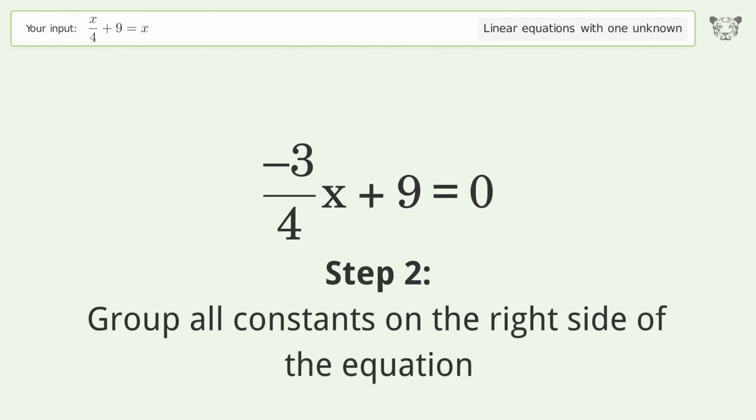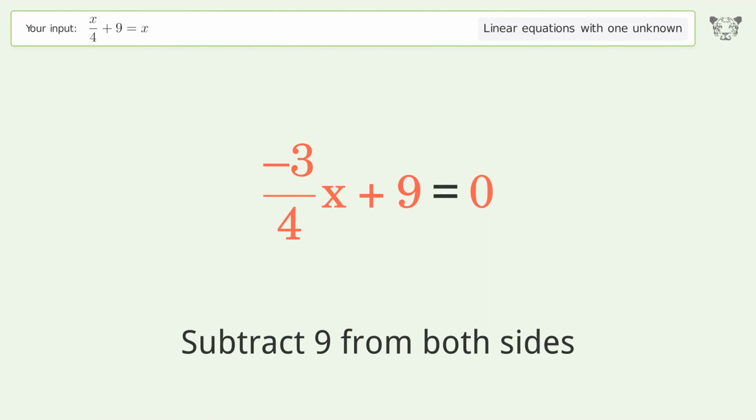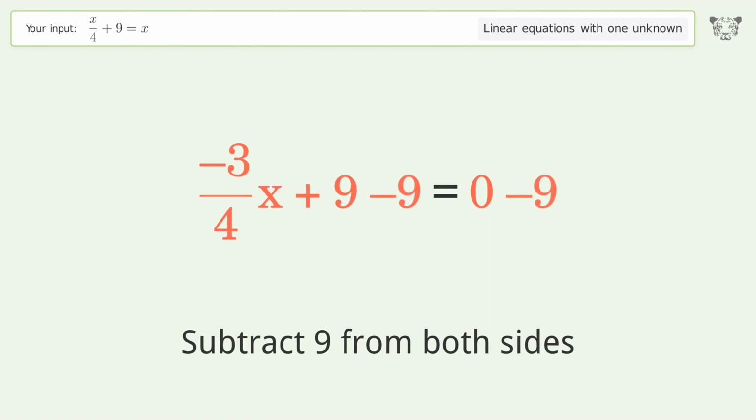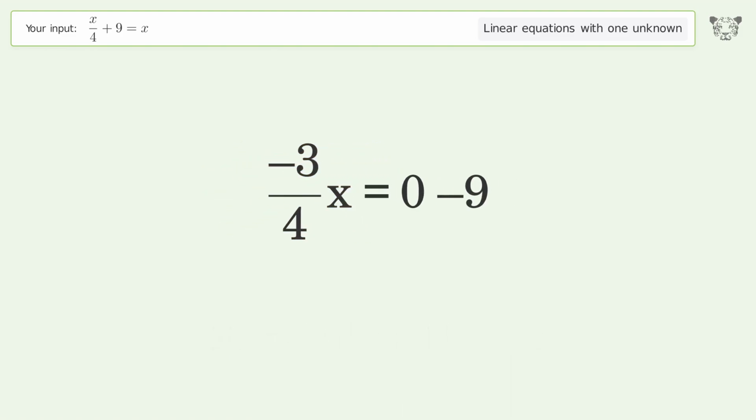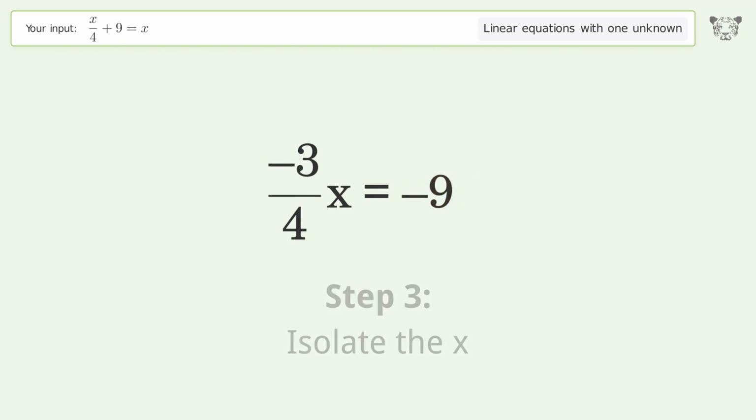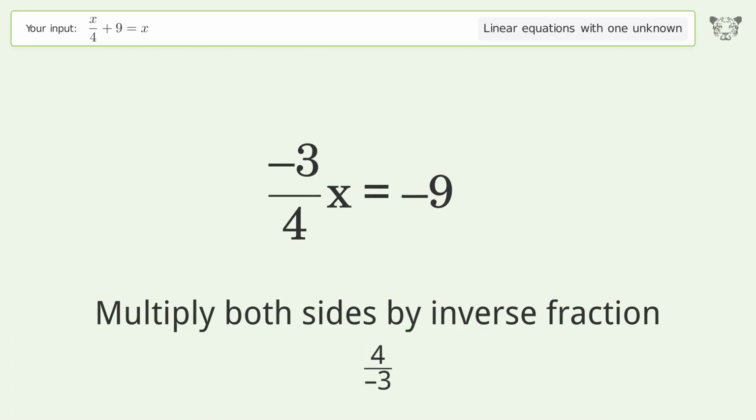Group all constants on the right side of the equation. Subtract 9 from both sides. Simplify the arithmetic. Isolate the x. Multiply both sides by inverse fraction 4 over -3.